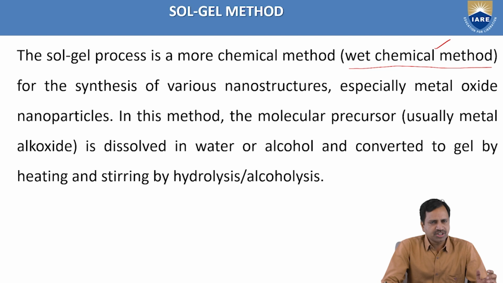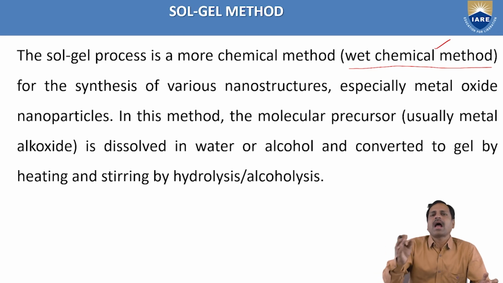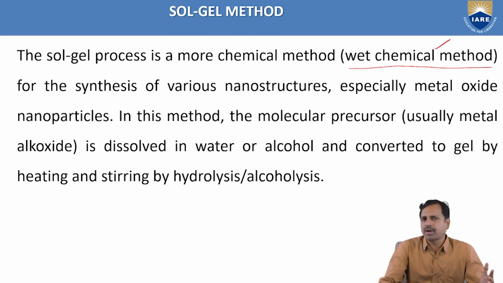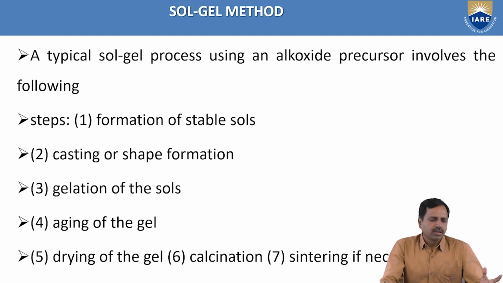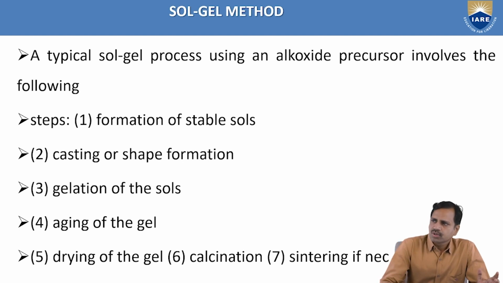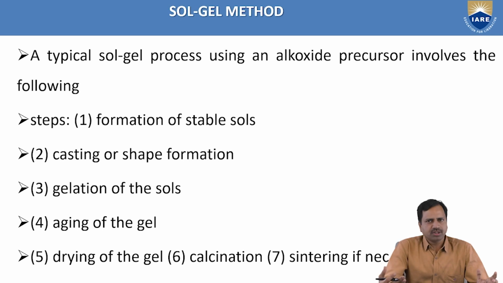In this method, initially they will take the precursor, dissolve it, and make the solution into gel form. Then they go for filtration, drying techniques, and calcination also. A typical sol gel process using alkoxide precursors involves the following. Today I will discuss, if we take alkoxides as a precursor, what are the steps involved.